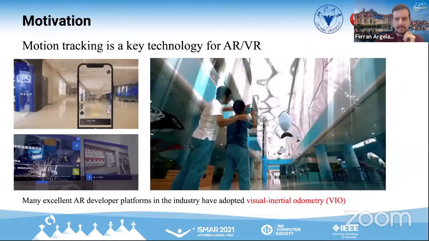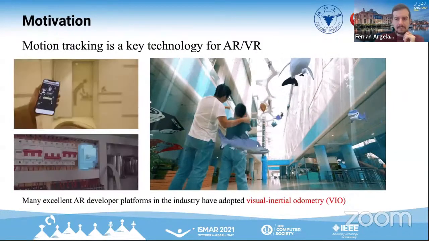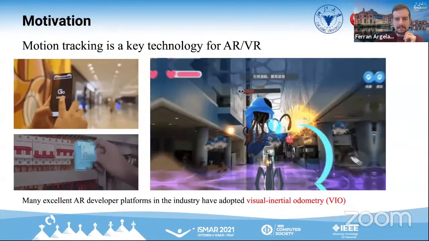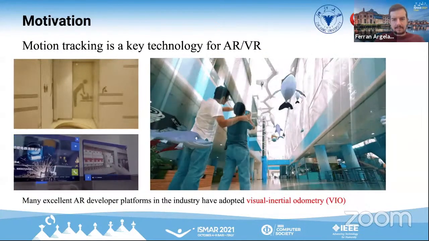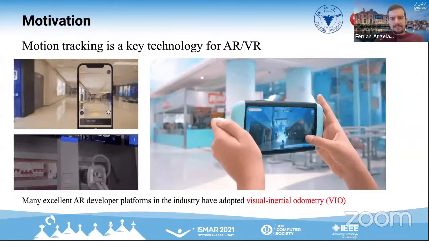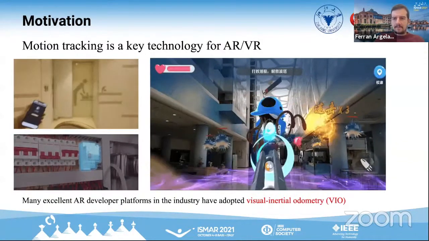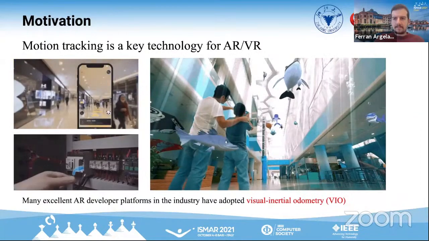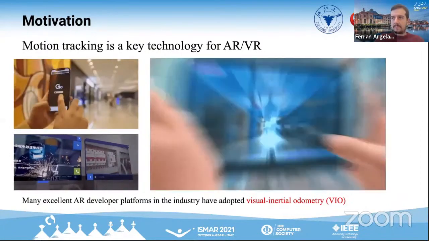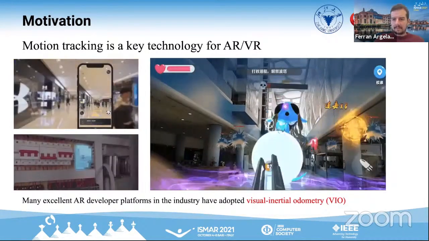Visual inertial odometry can achieve high precision and robustness on a mobile platform using a camera and a low-cost IMU. At present, many excellent AR developer platforms in the industry have adopted similar visual inertial tracking solutions, such as Apple's ARKit and Google's ARCore.